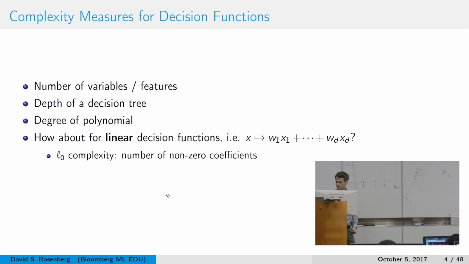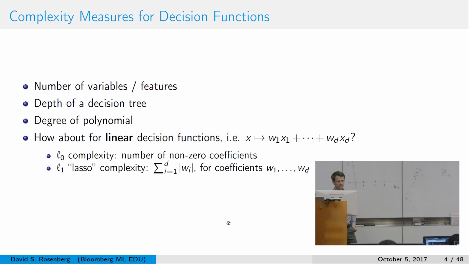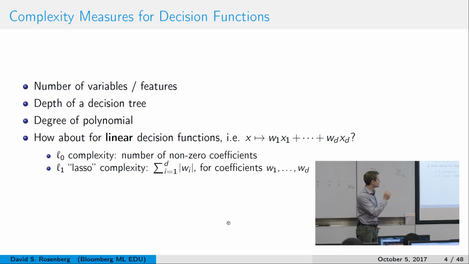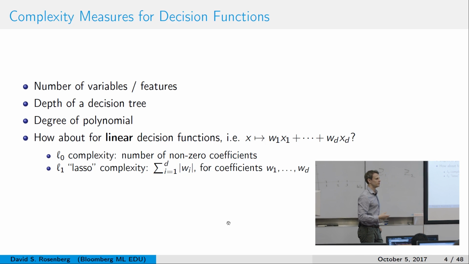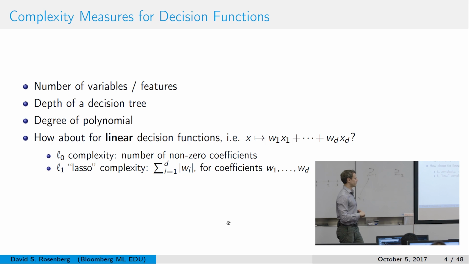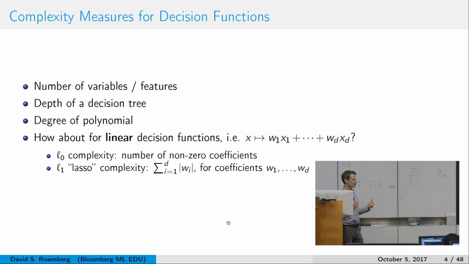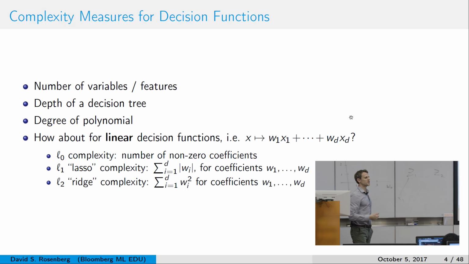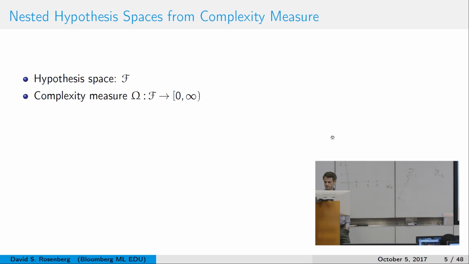Another one we'll talk about today is the L1 or lasso complexity. In this case, you take all your coefficients, w1 through wd, you sum their absolute values, that gives you a number, and in some sense, that we'll talk about more, can be considered a complexity of that function. Now, why a larger coefficient should be more complex, that shouldn't necessarily be clear yet, but it's at least a way to assign a number to a linear prediction function. Sum of squares of the coefficients, that's called the ridge complexity. We'll talk about that later today. Okay.